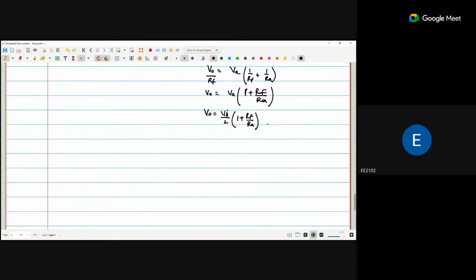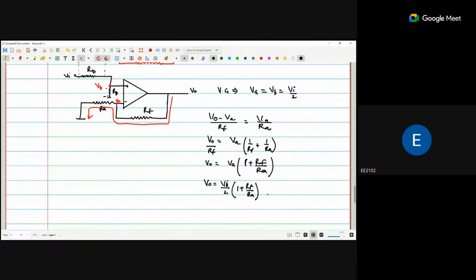Now, similarly, if we consider the V2 voltage, the same effect. This is the V2, RB. This is the RB. Now VA is equal to VB is equal to V2 by 2. Okay, and if we apply the same procedure, V naught is equal to V2 by 2 times 1 plus RF by RA. So this is V naught 1, V naught 2.